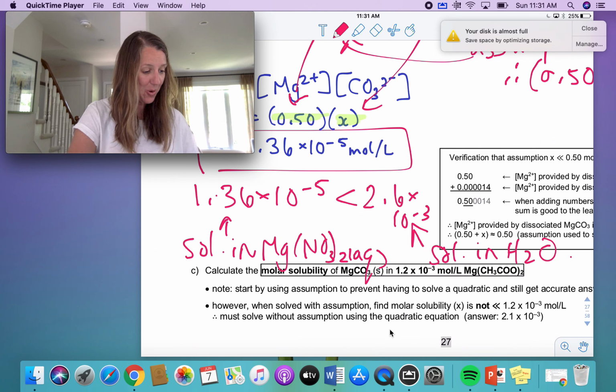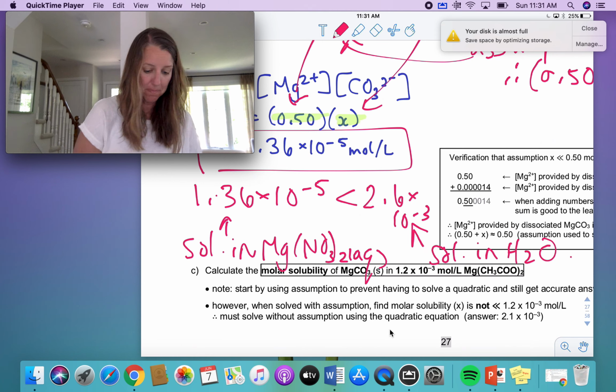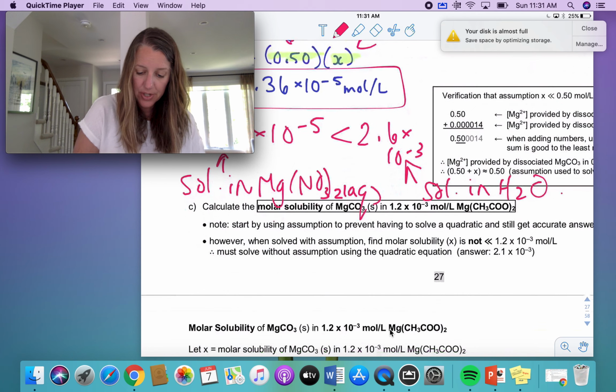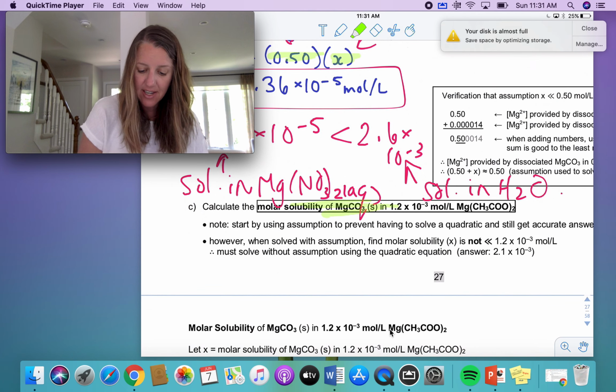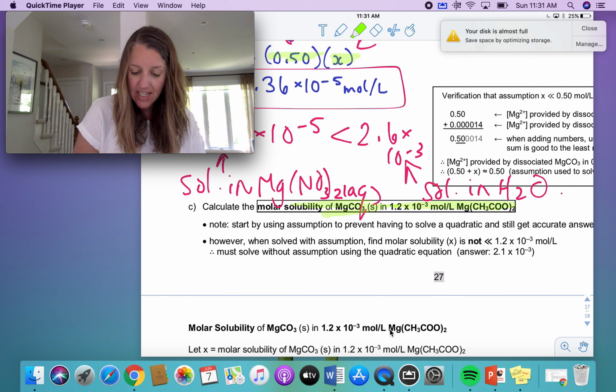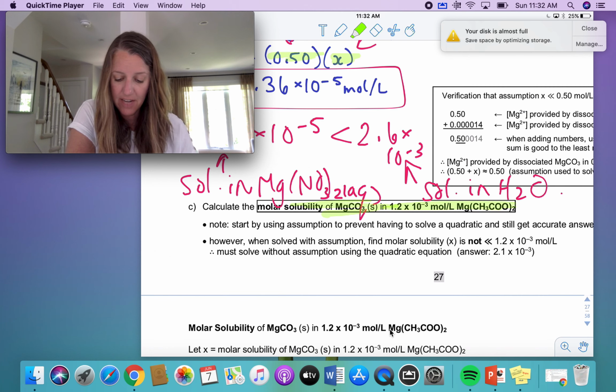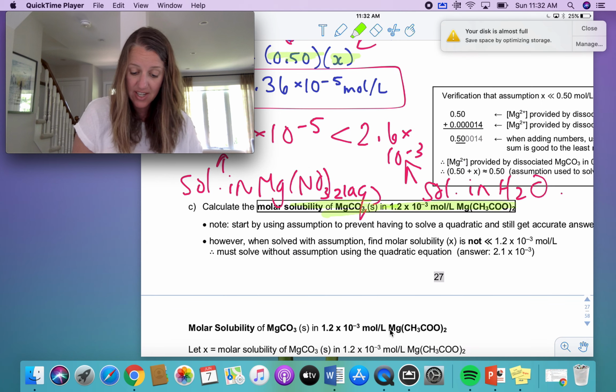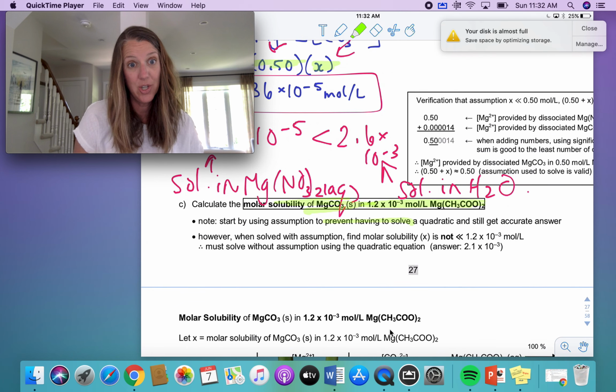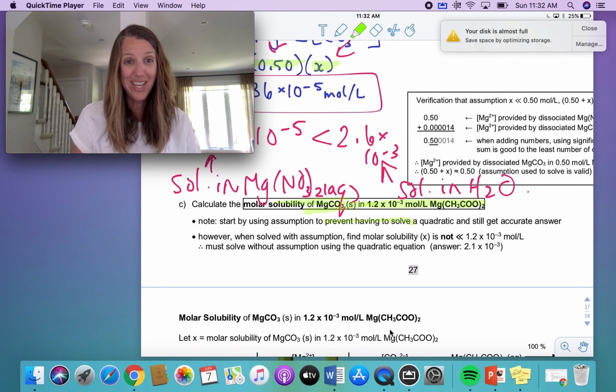Okay, one more question. Let's do this one. Calculate the molar solubility of magnesium carbonate in 1.2 times 10 to the negative 3 moles per liter of magnesium acetate. So we're going to start by using the assumption to prevent having to do the tricky math by using a quadratic. However, we solve this using the assumption and we find that the molar solubility, so our X value, is not way less than 1.2 times 10 to the negative 3.